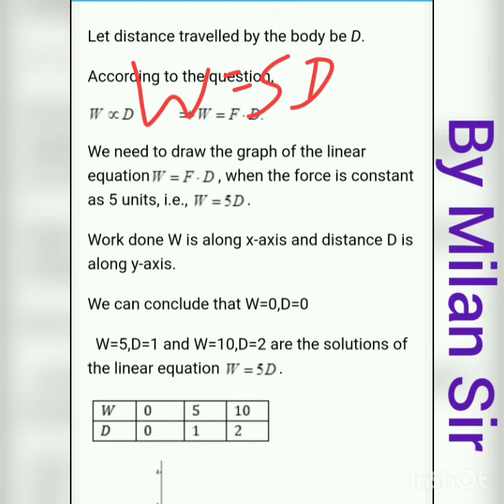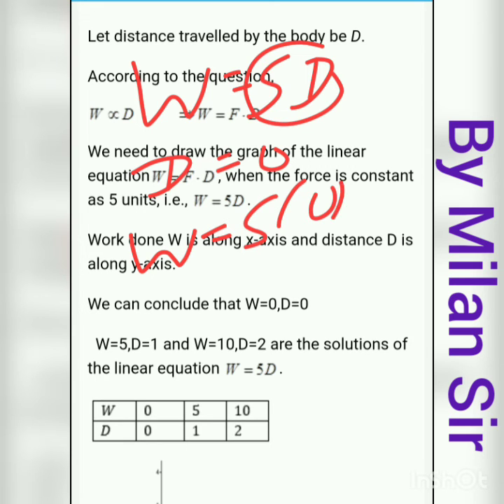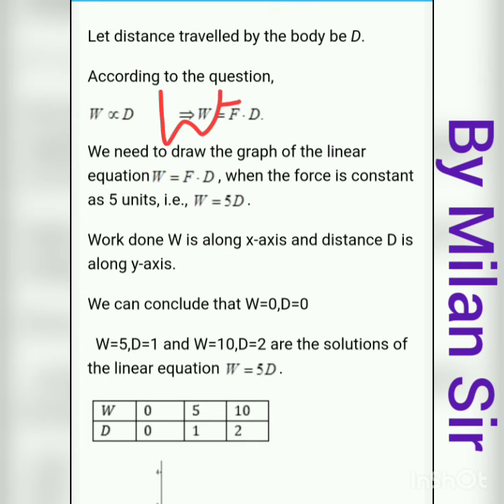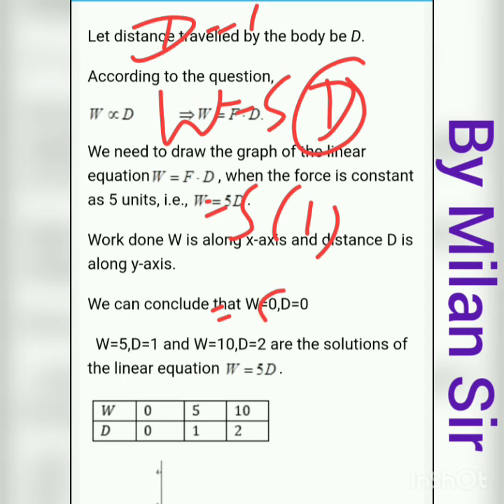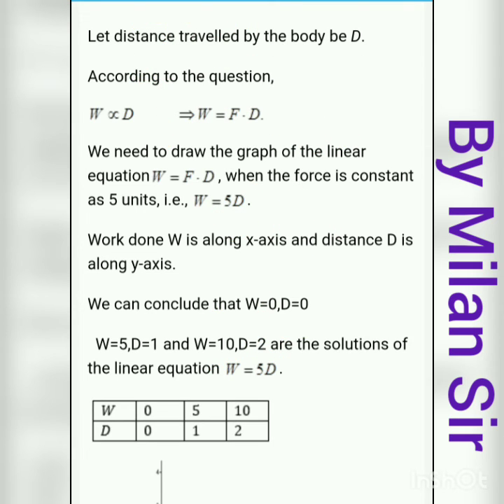So first of all put D is equal to 0. So W is equal to 5 multiplied by D, 5 multiplied by 0, it's 0 only, right? So if you put the value D is equal to 0, you will get the value of W is equal to 0, right? Now if you put D is equal to 1, so here 5 multiplied by 1, 5 ones are 5. So if we put D is equal to 1, we will get W is equal to 5. So we need to make a table for W and D.